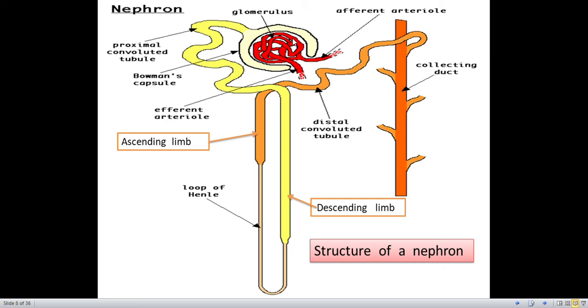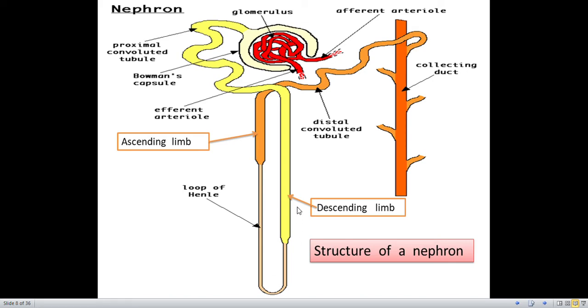The Bowman's capsule extends downwards to form proximal convoluted tubule. Now this is the proximal convoluted tubule. The loop of Henle. The proximal tubule leads to the formation of U-shaped loop called the loop of Henle. This is the loop of Henle.